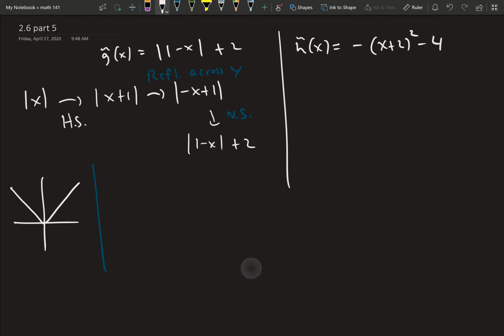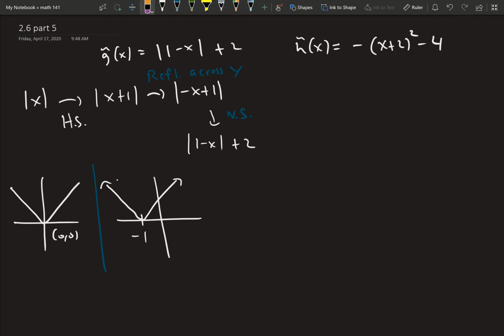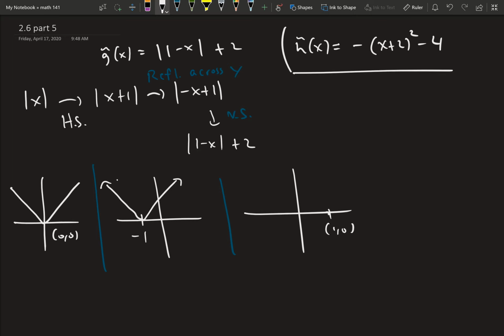Then we horizontal shift to the left by 1. And let's keep a point labeled here 0, 0. So when we go to the left, we're at negative 1. So we have this guy. Then we reflect across the y-axis. And let me erase some of this. I'll come back to h of x in a little bit. Then we're reflecting across the y. So negative 1, 0 becomes 1, 0. And we have this graph.